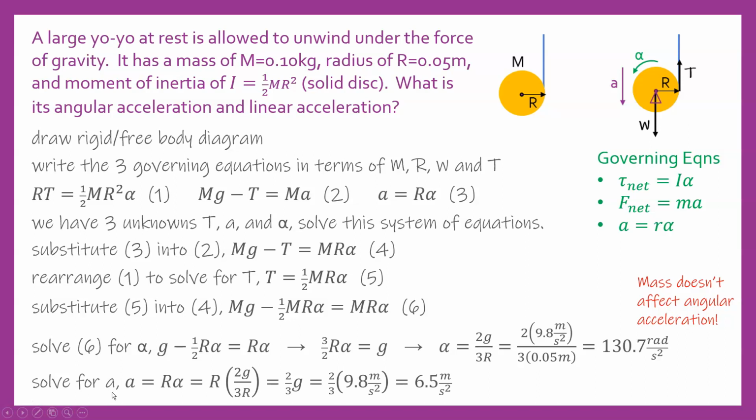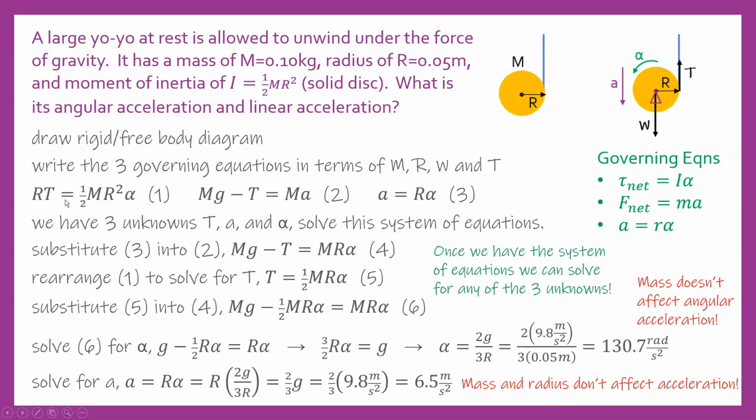Then we want to solve for acceleration, and we find that the general expression is 2/3 g. We plug in our numbers and find that the acceleration is 6.5 meters per second squared. Notice mass and radius don't affect acceleration. These are two important conceptual points. Finally, before leaving this problem, I want you to recognize that once we have this system of three equations, we can solve for any of these three unknowns. This problem didn't ask us to solve for the tension force, but once we have these three equations, we could solve this system and find the tension force. Let's move on.